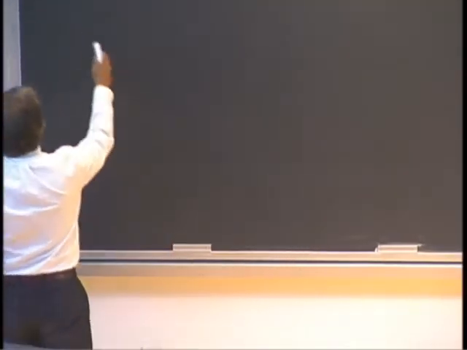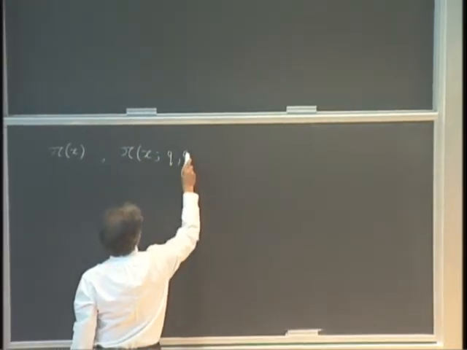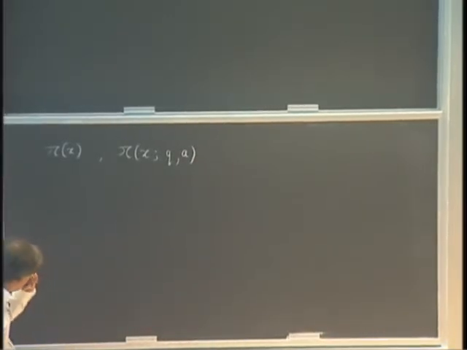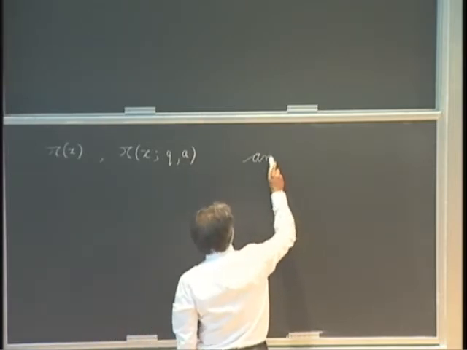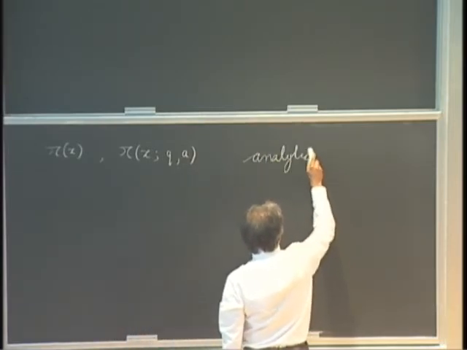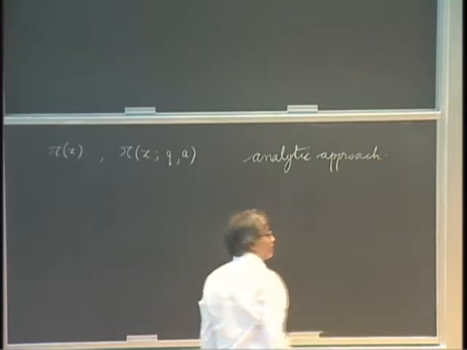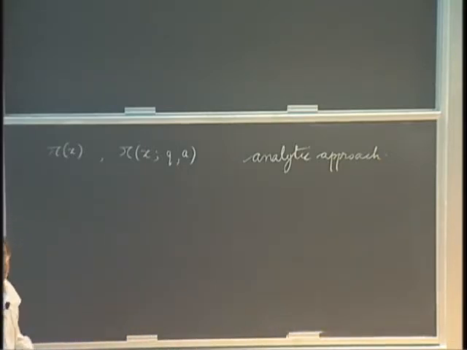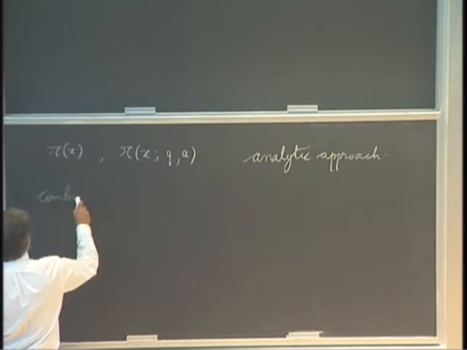Dimitris was talking mostly today about pi of x, the number of primes up to x, or the number of primes in a given arithmetic progression a mod q, where a and q are coprime. And what he was describing was really the analytic approach towards understanding this. But you can also think of primes as just numbers up to some point. So you can think that there might be some kind of combinatorial way of thinking about primes.